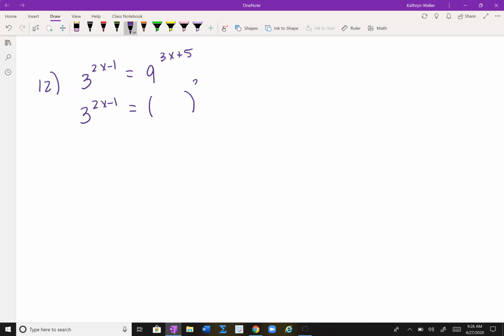I know I can write my 9 as a power of 3. 3 to the third, no, 3 to the second is 9. So now I've got my bases the same. Now I do have to simplify the right. So I have 3 to the 2x minus 1 is 3 to the power to a power tells you to multiply. So that's 6x plus 10.